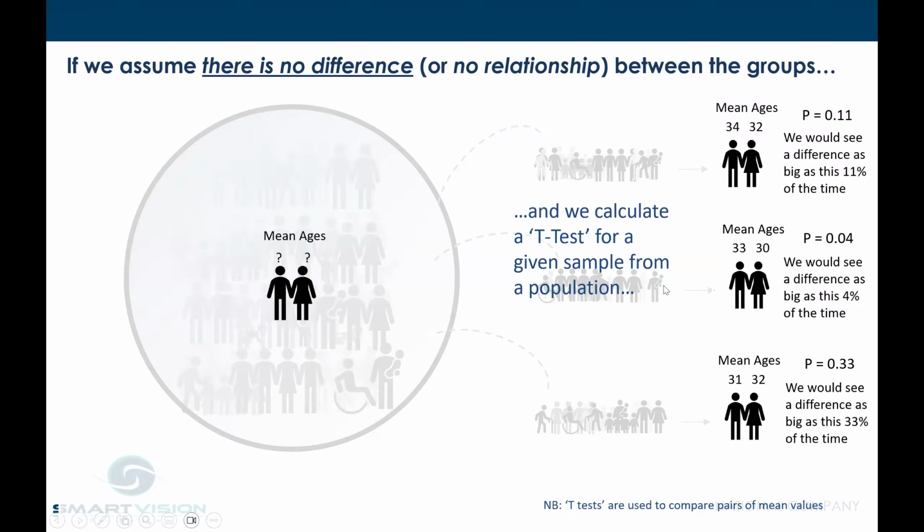Or if we saw a difference here of 3 years, maybe this is a bigger sample, it's a bigger difference, we'd see a difference as big as this 4% of the time because the p-value is 0.04. And here we've seen a mean age difference of just 1 year. And it's so small, we'd say a difference as big as this 33% of the time. This is how we would interpret the p-value if we were able to run the test again and again.